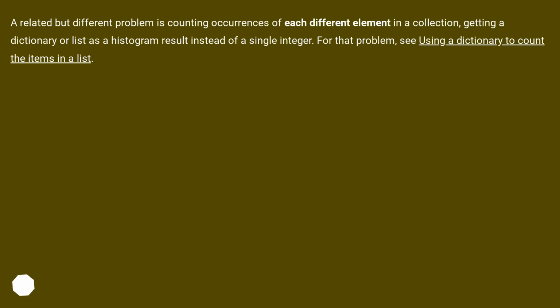A related but different problem is counting occurrences of each different element in a collection, getting a dictionary or list as a histogram result instead of a single integer. For that problem, see using a dictionary to count the items in a list.